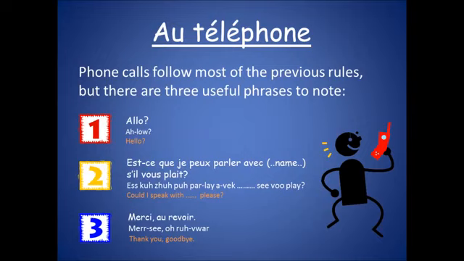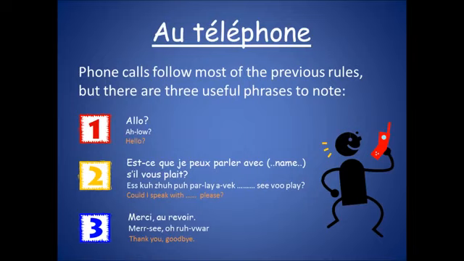Okay, est-ce que, so that's could I or can I? Je peux. That needs to be with the est-ce que. The est-ce que is the actual start to a question. That's how we make a question. The je peux is can I. Parler is to speak. Avec is with. And then the person's name, so that's Bob. S'il vous plaît. So all together, est-ce que je peux parler avec Bob, s'il vous plaît? And that translates to could I speak with Bob, please? Something which would be very useful, not just on the phone, you can use that in other places as well, with friends, etc.